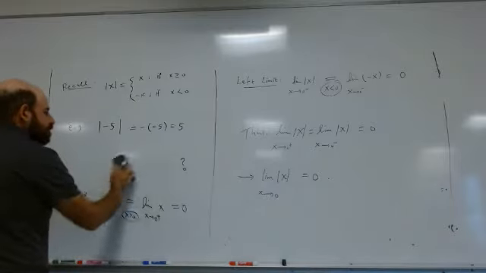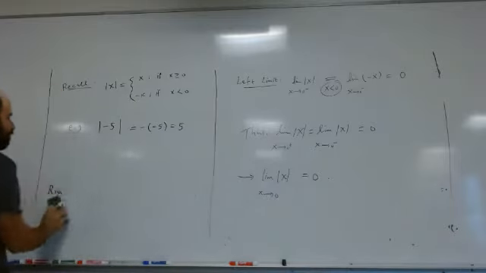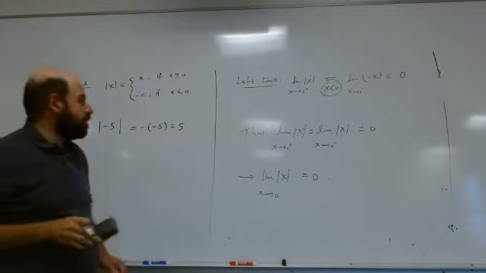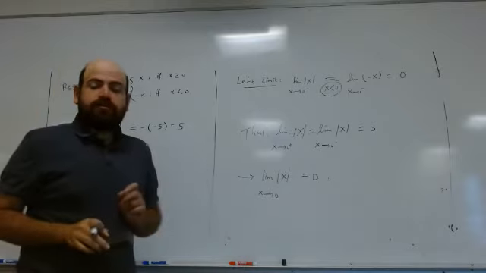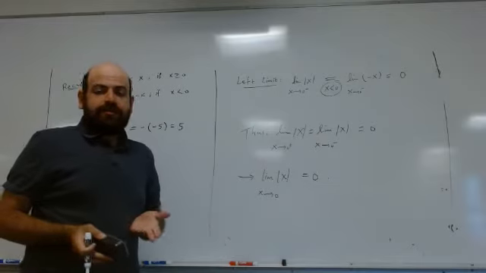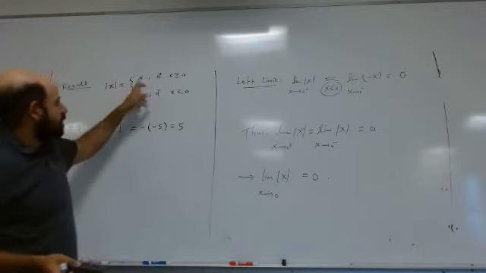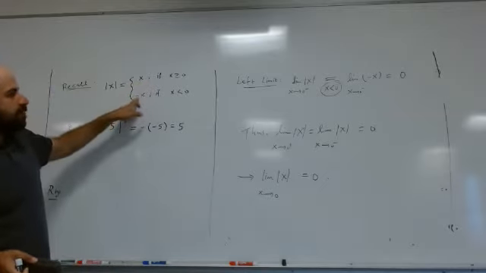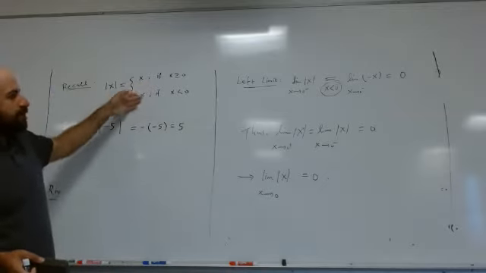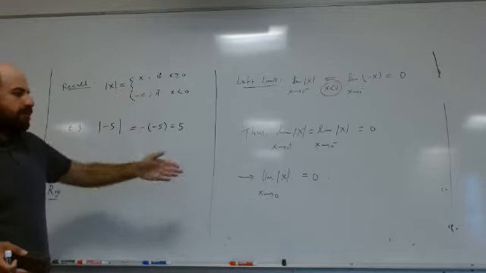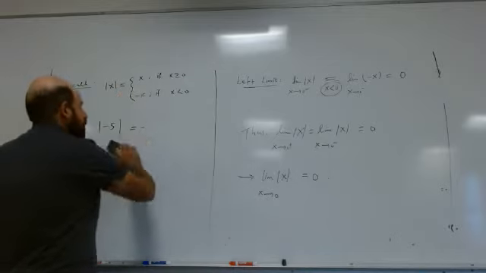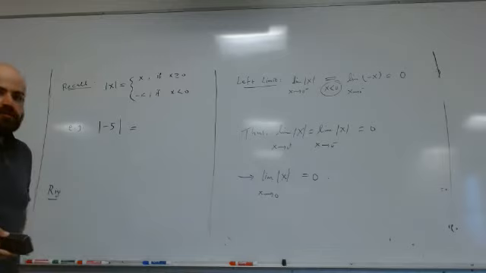Okay. This limit for absolute value: although it's a piecewise function and 0 is the border point, still the limit exists, because the right limit is 0 and the left limit was minus 0, which is also 0. Right limit and left limit were equal, and therefore the whole limit also exists, although absolute value x is considered a piecewise function.